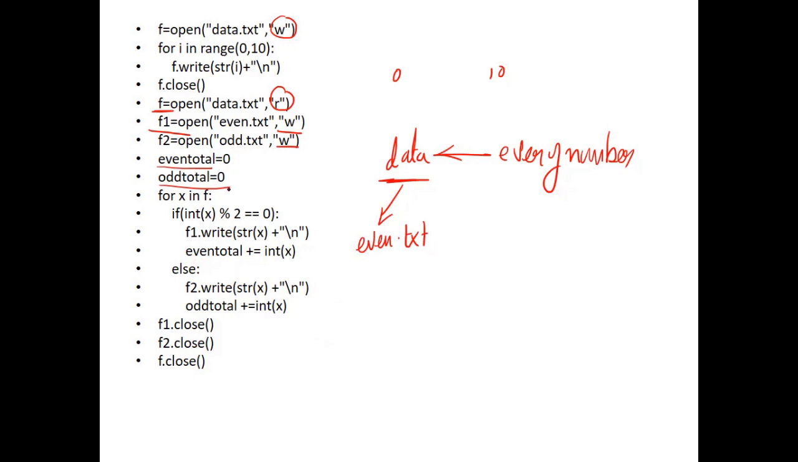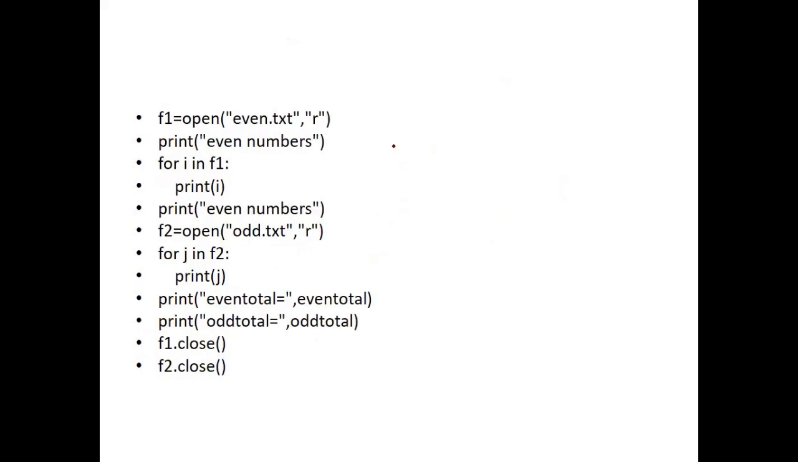Even total is initially 0. You're adding that value into even total. Else, you're writing it into another text file which is odd.txt, and then you're adding to the odd total. And then you're closing both files, the even file, then the odd file, then the data file. Now we have written all the values into even and odd, and you have calculated the sums. Now we are going to print it out.